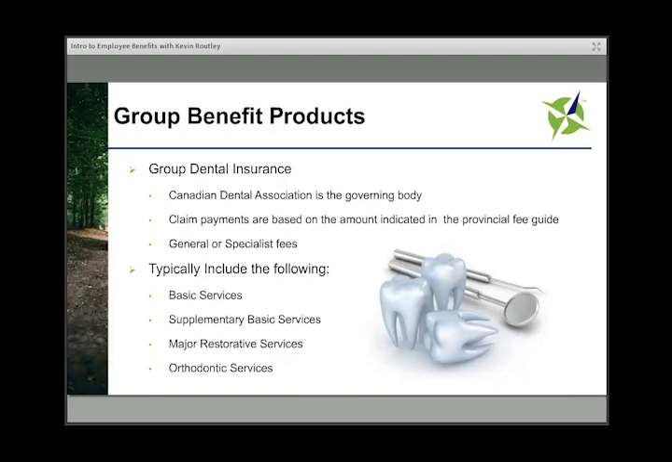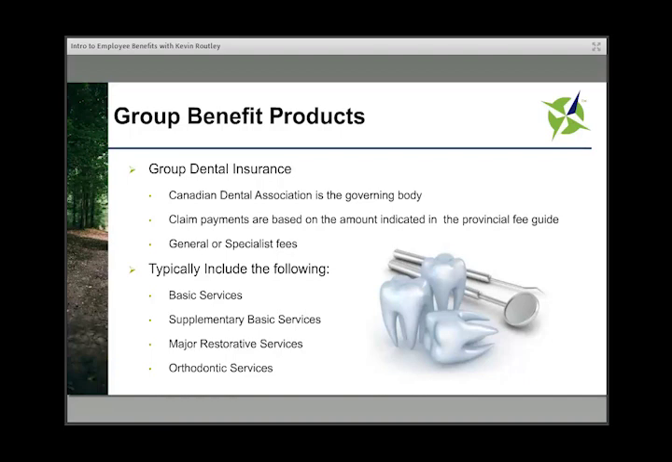If you ever see on a claim statement that it is over the provincial fee guide, it would mean that the dentist is charging over and above the provincial fee guide. And you have the opportunity to have a discussion with your dentist as to why they feel their services are more expensive than what their governing body has recommended.